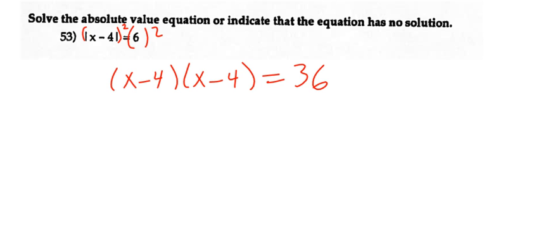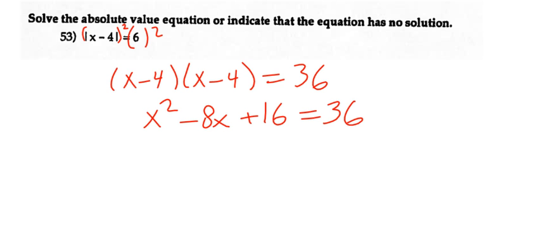Next thing I'm going to do is FOIL. The two inside terms are going to give me negative 8x. And then from here I have myself a quadratic equation. And of course quadratic equations are going to have two solutions. So that's going to be one way to do this. So we'll complete it from here.